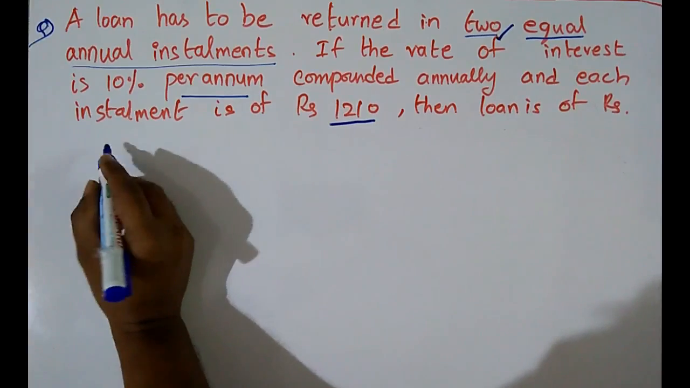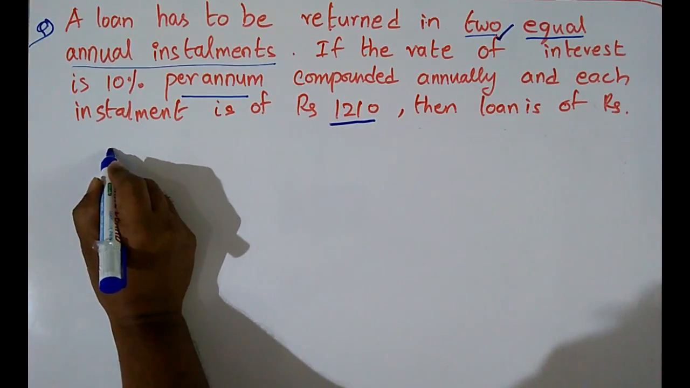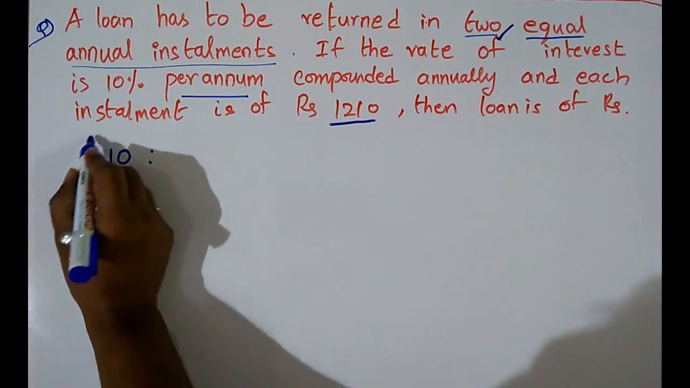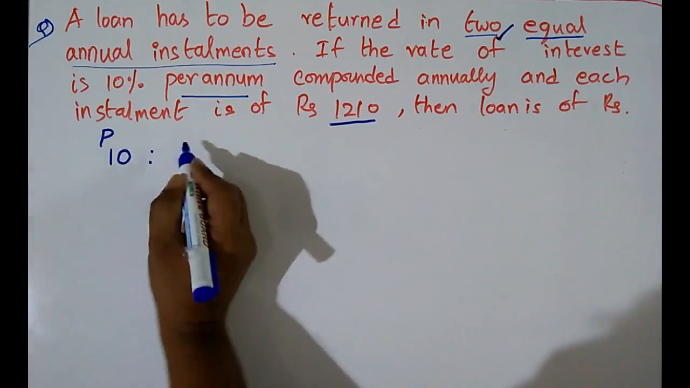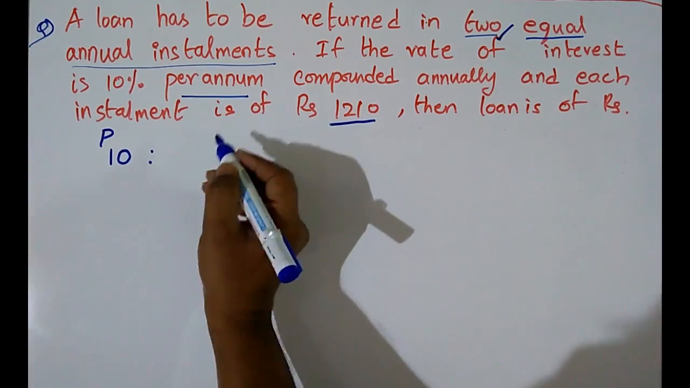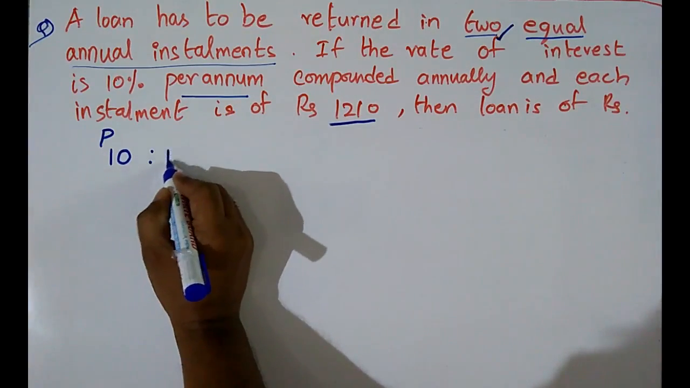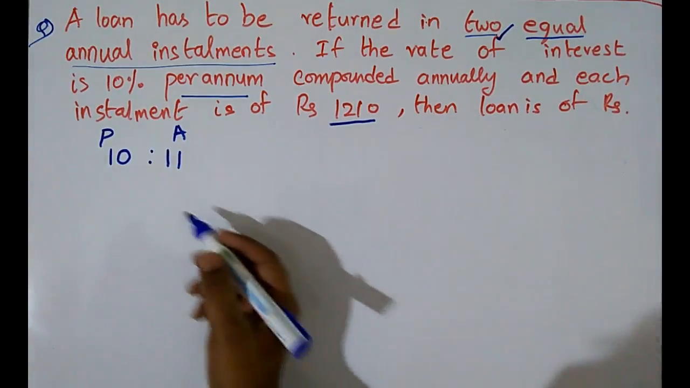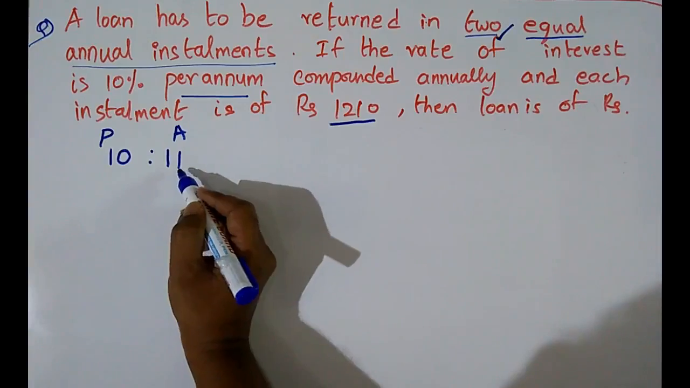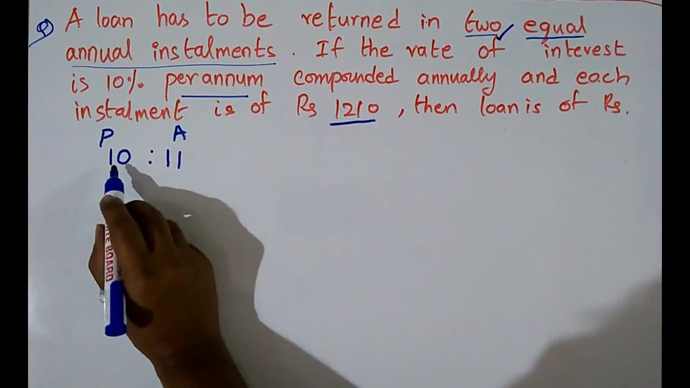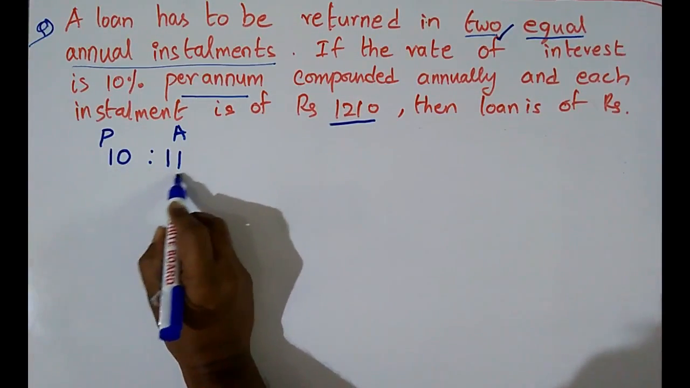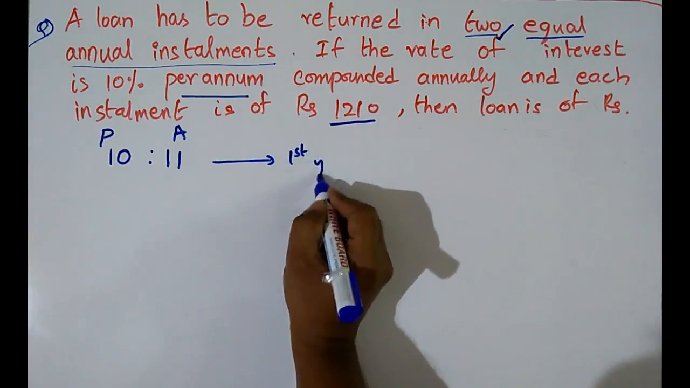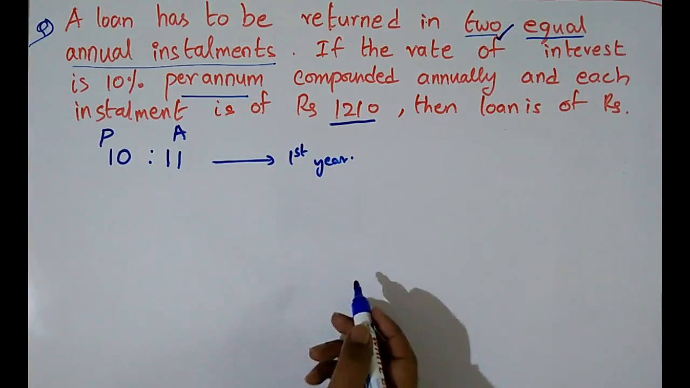Suppose we take 10 as the initial principal. For 10% interest, we have to pay the amount of 11. Am I right, friends? Where 1 is the interest on 10. For 10 rupees, you have to repay 11. This is for the first year.